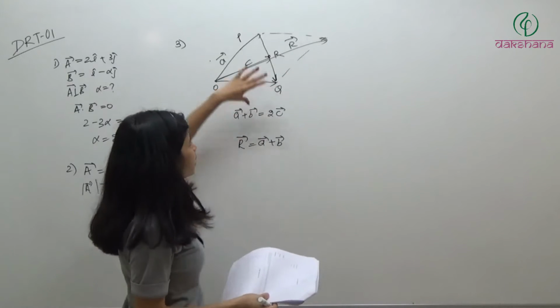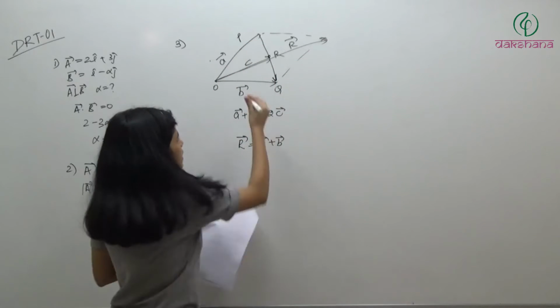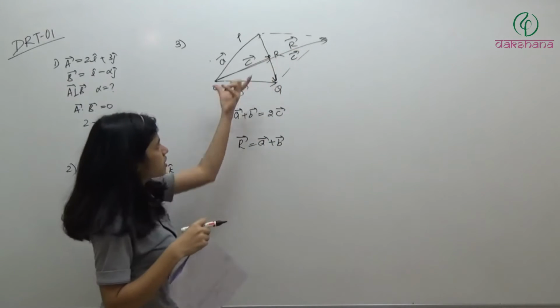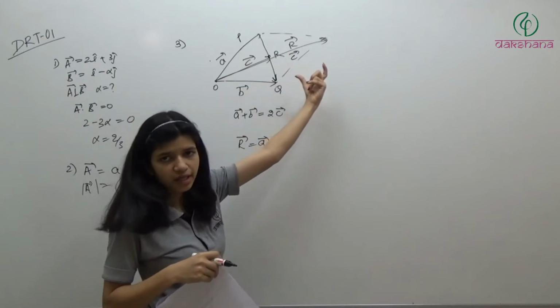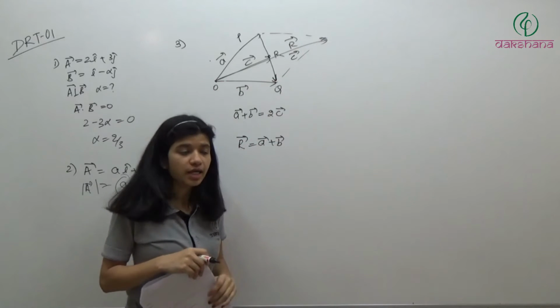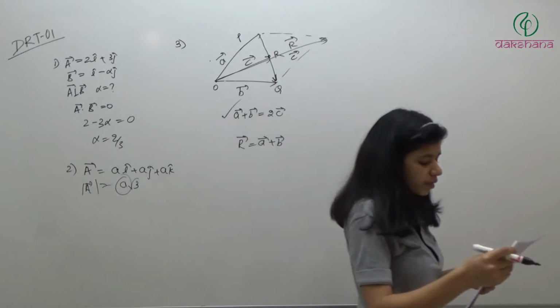So what I can write, this complete resultant I can write C plus C, right? This is C vector, this is C, this is C. This is half of the complete diagonal. So C and C, this complete is 2C, and 2C is nothing but the resultant A plus B. So the first equation itself is the correct answer. So the first option will be correct.